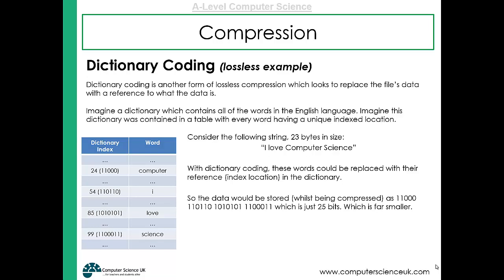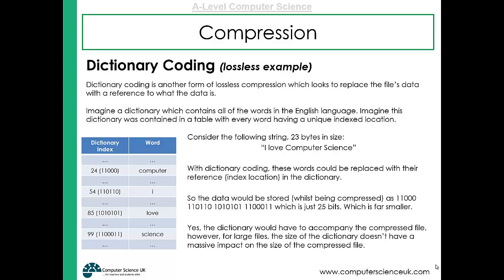And we could say the same with computer. Computer would ordinarily take 8 bytes to store all the letters in computer, but instead we could replace that with the number 24, which is its index location in the dictionary. So the data would be stored whilst being compressed with just 25 bits, which is far, far smaller than 23 bytes worth of data. So yeah, the dictionary would have to accompany the compressed file, but for large text files and documents, the size of the dictionary wouldn't have that big an effect on the overall size of the file once it's compressed. And that's an example of dictionary coding.